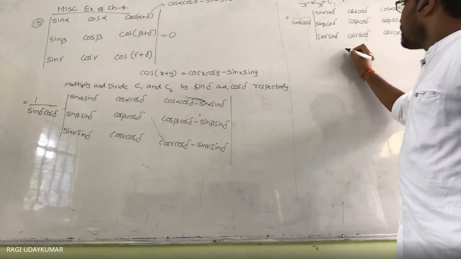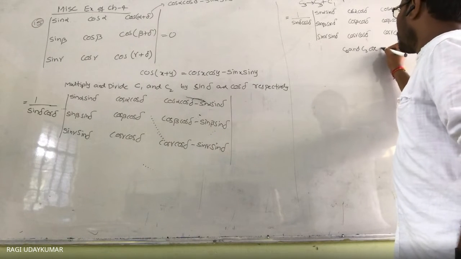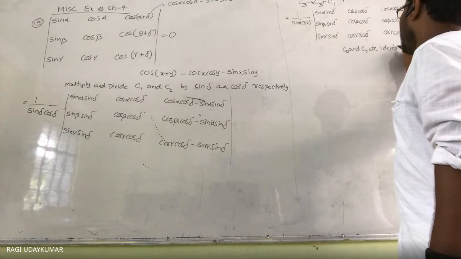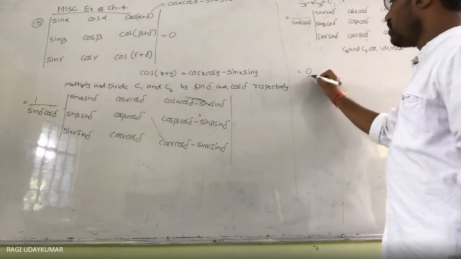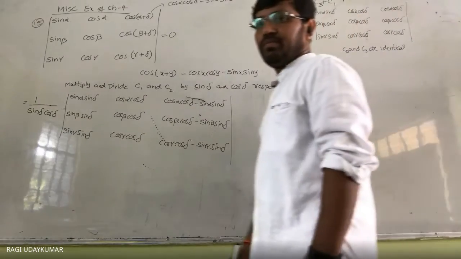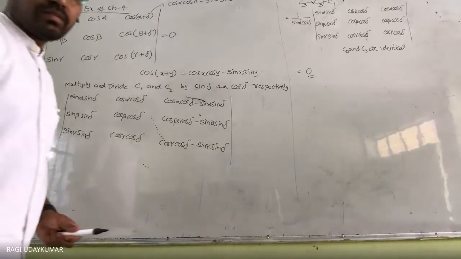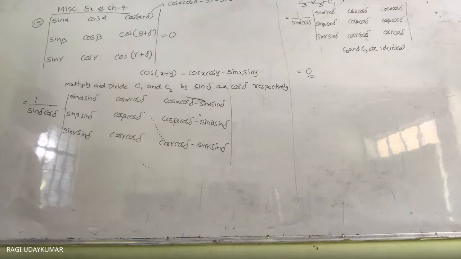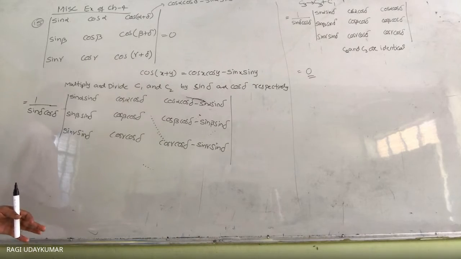Therefore C2 and C3 are identical. If they are identical, the determinant value will be equal to 0. 0 into something will be 0. Did you understand? Yes, sir. The problem is very simple, but it is a little bit lengthy. That's all. Okay?